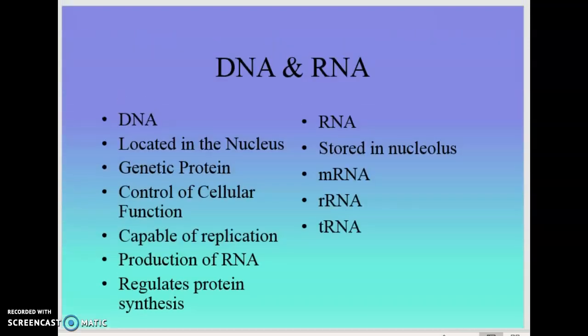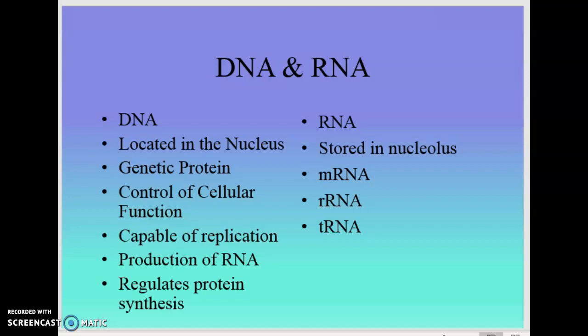Now, the other thing that you also have to remember with the cells is that within the cell there is genetic protein. There is deoxyribonucleic acid and ribonucleic acid. Essentially, the DNA is stored in the nucleus, and it is referred to as the major genetic protein. So the nucleus, because of the actions of DNA, becomes the control center of the cell. DNA can replicate itself. It can also produce RNA, which is ribonucleic acid, and that helps regulate protein synthesis.